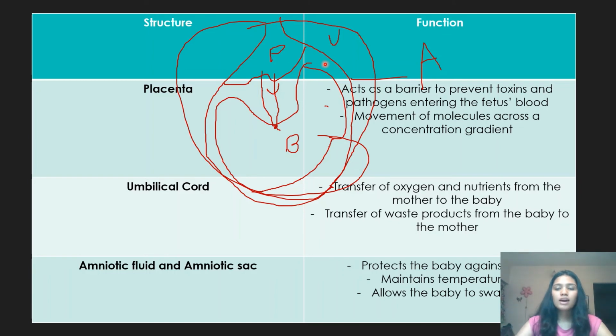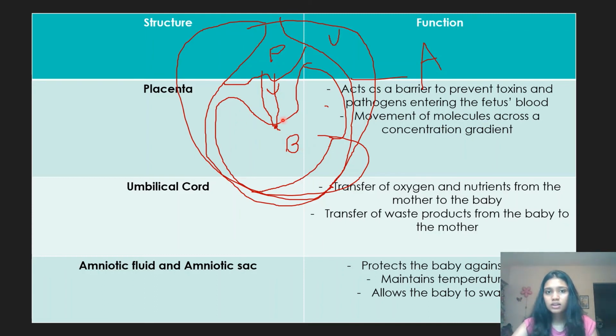So the placenta acts as a barrier to stop toxins from entering the fetus's blood, because if they go through the placenta, they'll go through the umbilical cord and then into the fetus. It also helps move molecules across the concentration gradient. The mother will have more nutrients in her blood than the baby, right? Because the mother will be consuming a proper diet and everything. So the molecules move from a higher concentration in the placenta to a lower concentration through the placenta and the umbilical cord to the baby. So, across a concentration gradient.